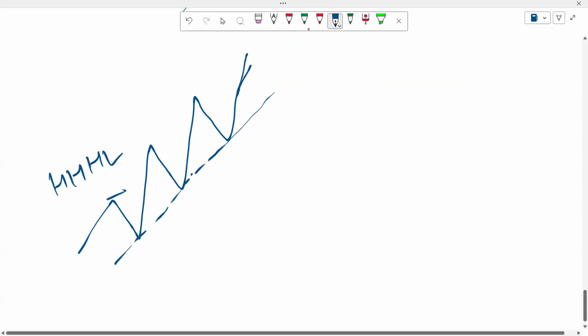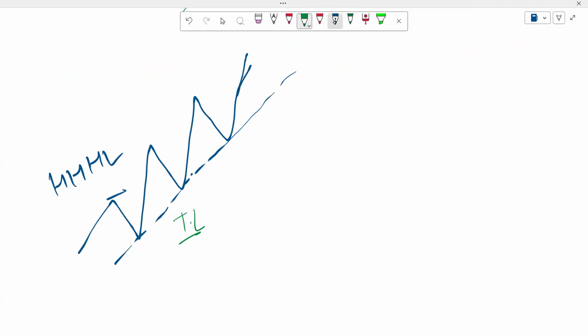Okay, this is your trend line. You have drawn this trend line. Now, what is happening? Let's understand. The market is going down, and you see at this point this is your breakdown. Breakdown happened. You cannot guess what will happen.